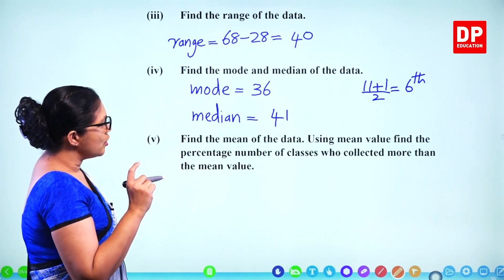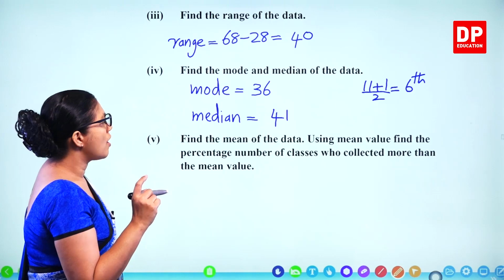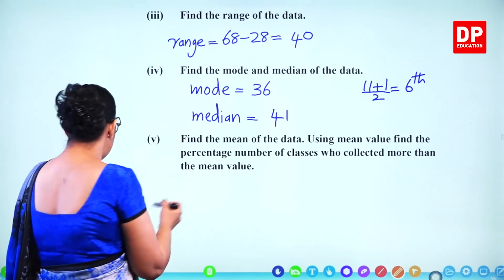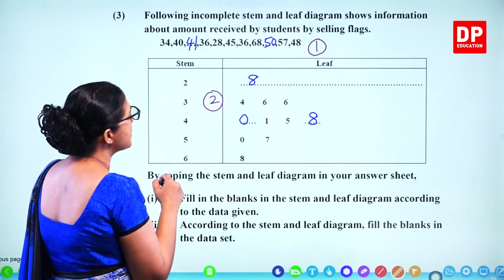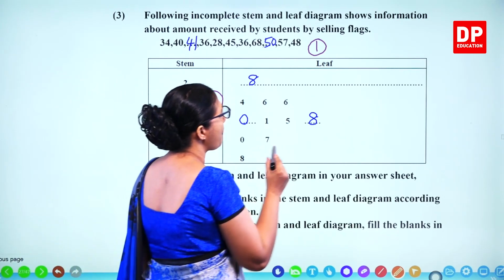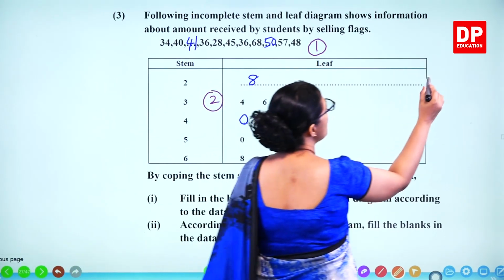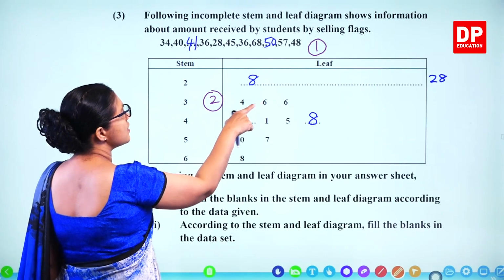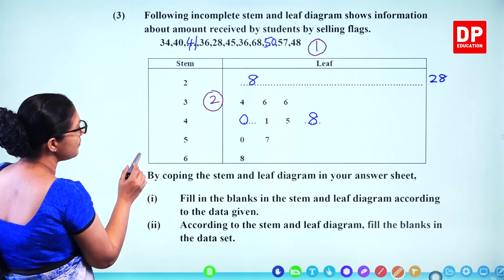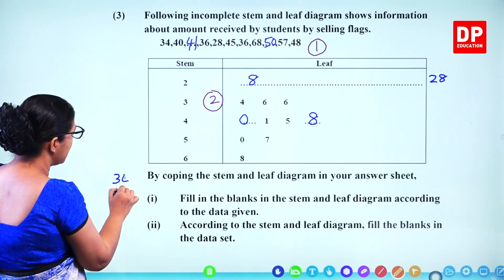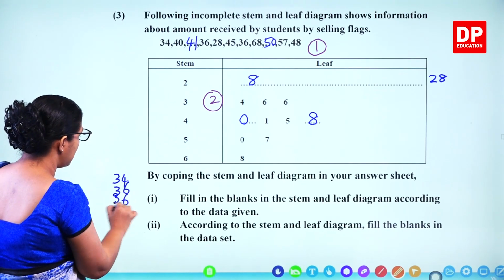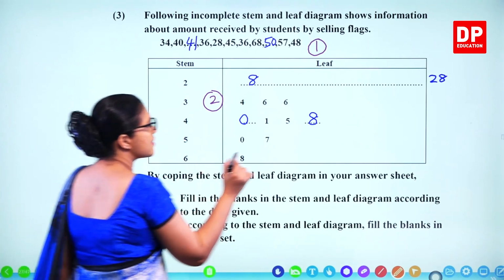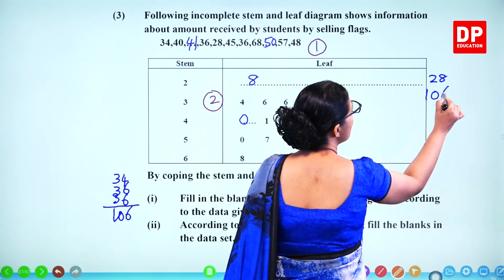Find the mean of the data. Using the mean value, find the percentage number of classes who collected more than the mean value. So how do you find the mean? You have to add all the numbers. So we'll do it here. What's the number here? 28. Then here you have to add all these 3 numbers. 34, 36 and 36. So you get 106. So the total for this row is 106.